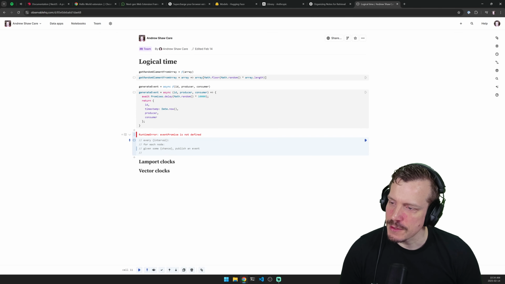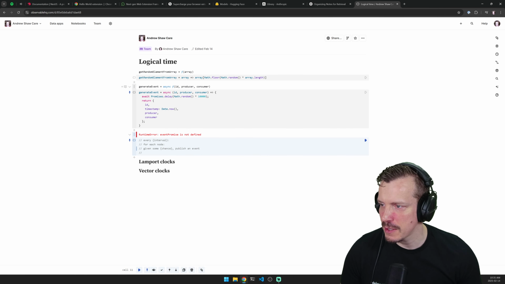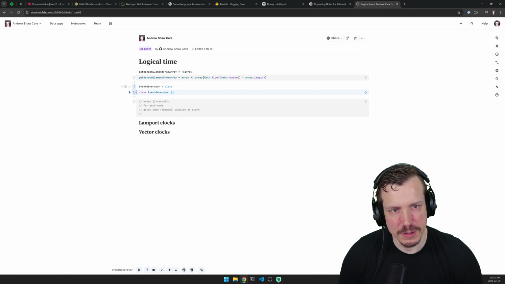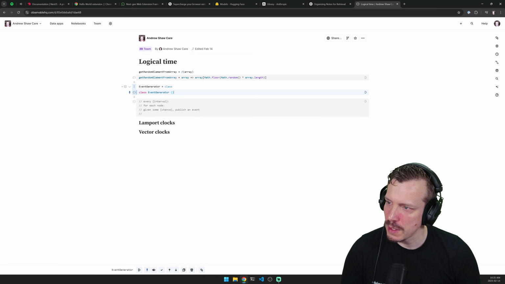Okay, so now that's publishing those events for a random. Okay, and then I guess who owns the time? This could be an event generator. I think that's the way to do it, and then we can figure out how to manipulate the characteristics of the event generator. So for every interval, for each node, given some chance, publish an event.